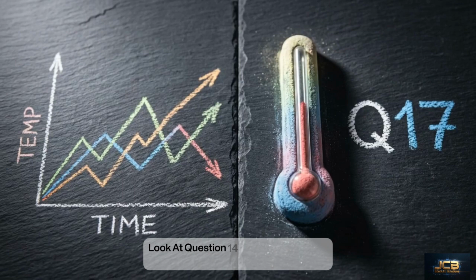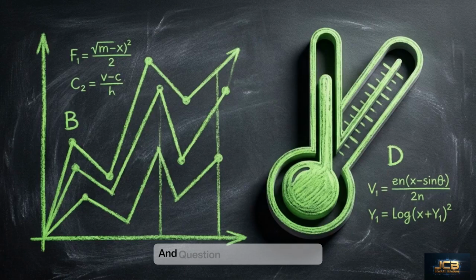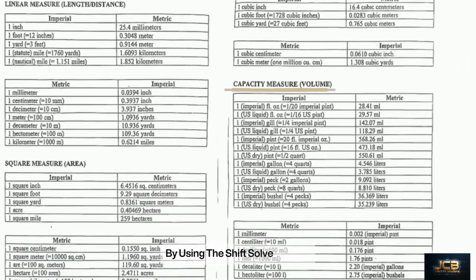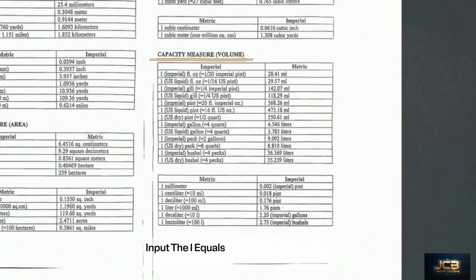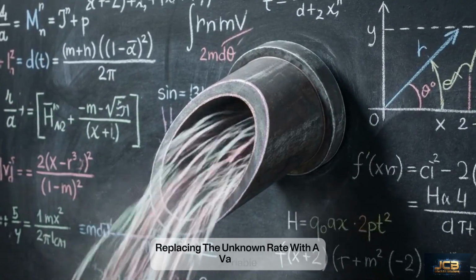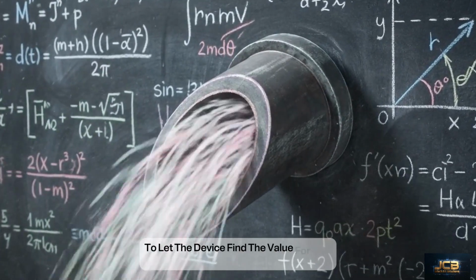Look at question 14 on the pentagonal prism and question 15 on simple interest. The correct answers are C and D. You can bypass manual algebra for interest problems by using the shift solve method. Input the I equals PIN formula into your calculator, replacing the unknown rate with a variable to let the device find the value for you.